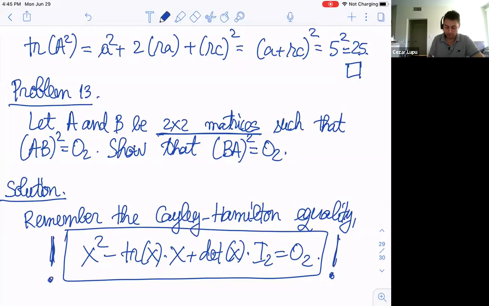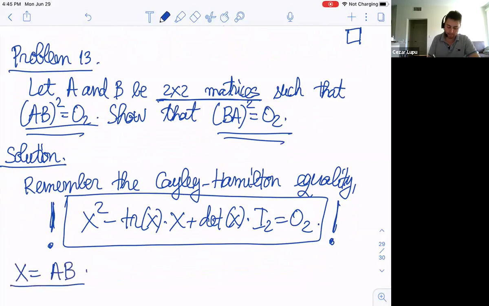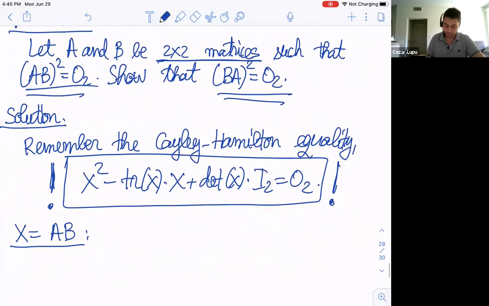Okay. And now we're going to use this, and this time I'm going to use it for both AB and BA, because I have some information about AB squared, but I also want to use it for BA. Let's see what we get. Let's take X to be AB. So we're going to get what? By Cayley-Hamilton, in the Cayley-Hamilton equality.